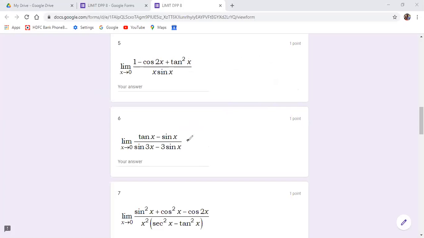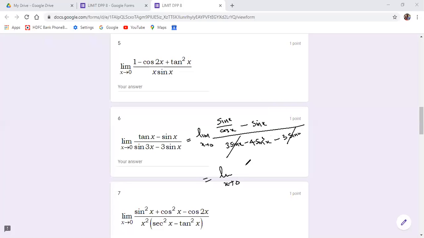Tell me the method for this one. I converted tan x to sin x upon cos x. Correct. And I converted sin 3x to 3 sin x minus 4 sin cube x. Also correct. Sin 3x, ये मैंने क्लास में किया है. 3 sin x minus 4 sin cube x. So 3 sin x minus 3 sin x will get cancelled. Now limit x tending to 0.